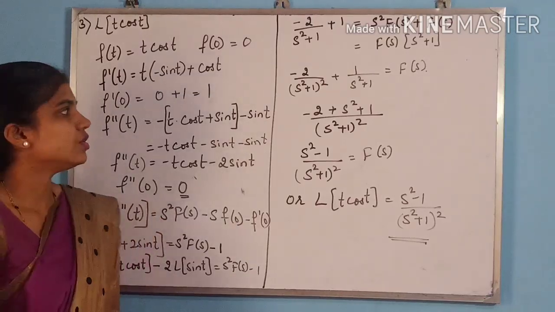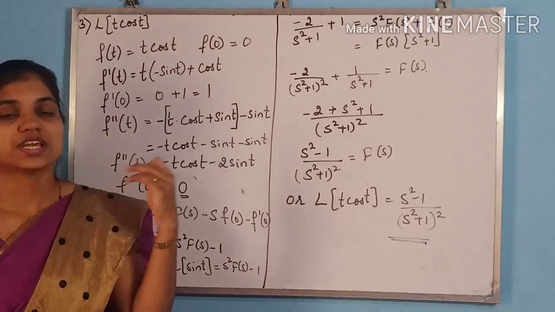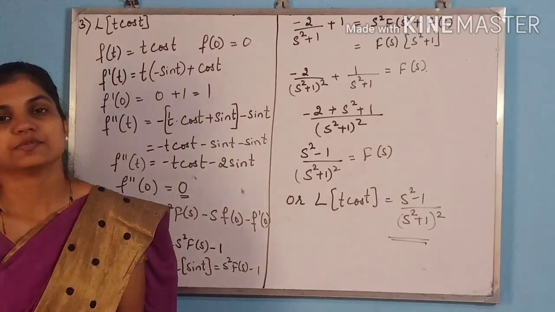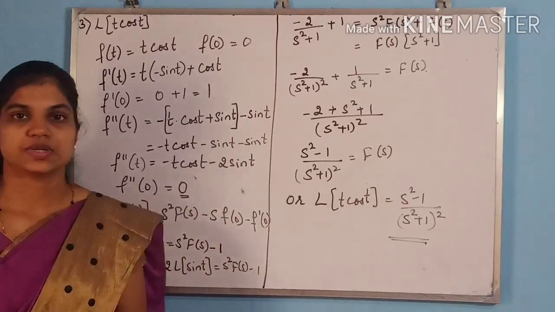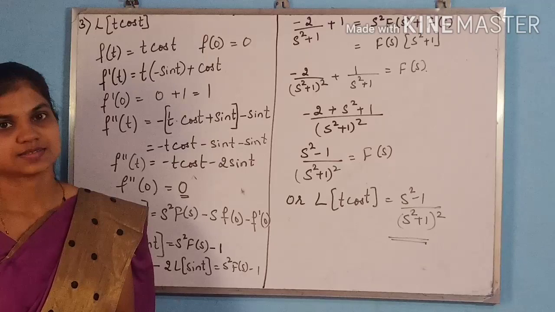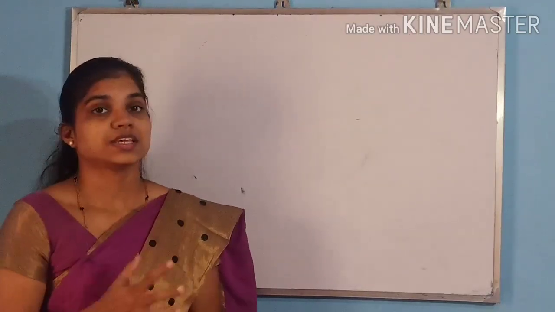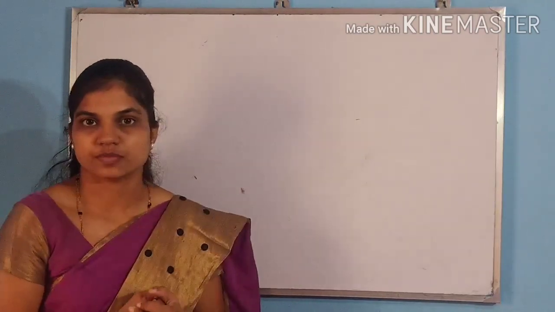So we followed all the same steps, right? Find out what is f of t, f prime of t, f double prime of t, f of 0, f prime of 0, f double prime of 0. Substitute in the formula and you will get the answer, right? In our next video, we will see how to solve the differential equations using the same formulas.